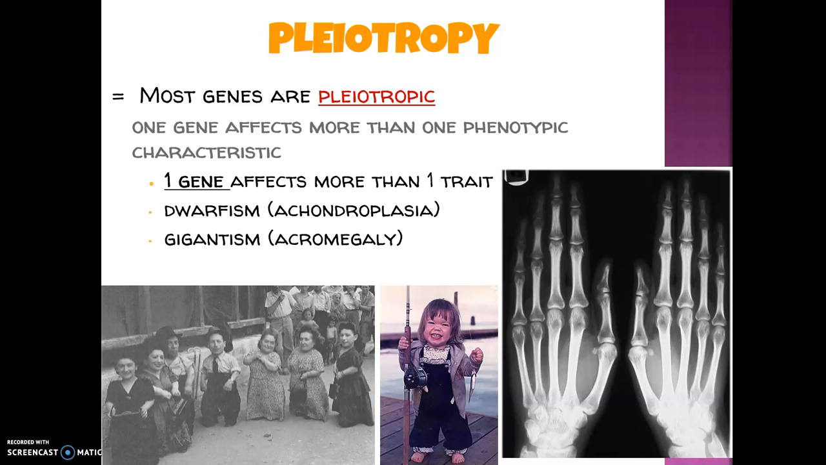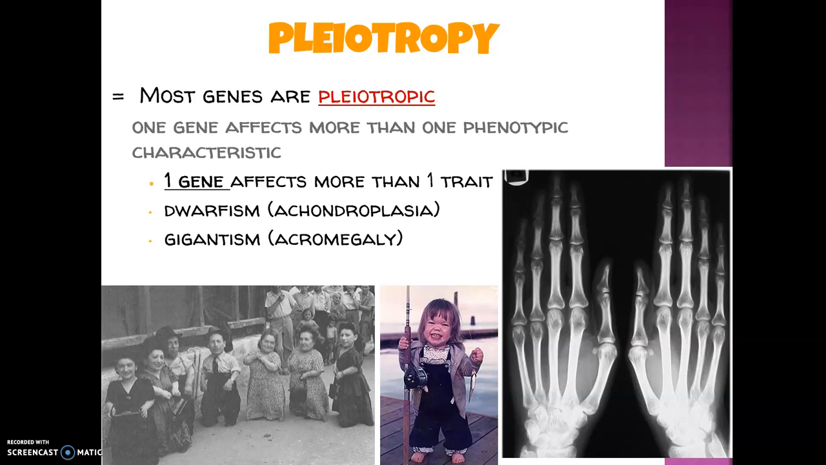You have pleiotropy. Most genes are pleiotropic, which means one gene affects more than one phenotypic characteristic. So one gene affects more than one trait. For example, pleiotropy usually results in dwarfism, which can be called achondroplasia, or giantism, which can be called acromegaly. So pleiotropy is where you have this one gene that ends up affecting more than one trait.